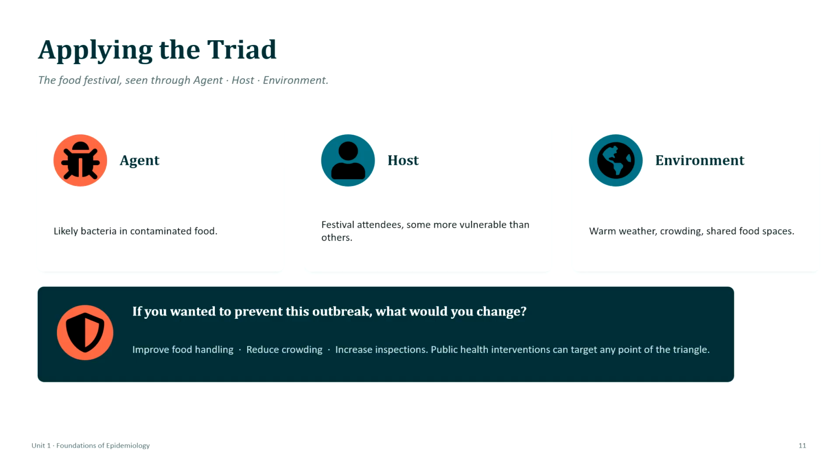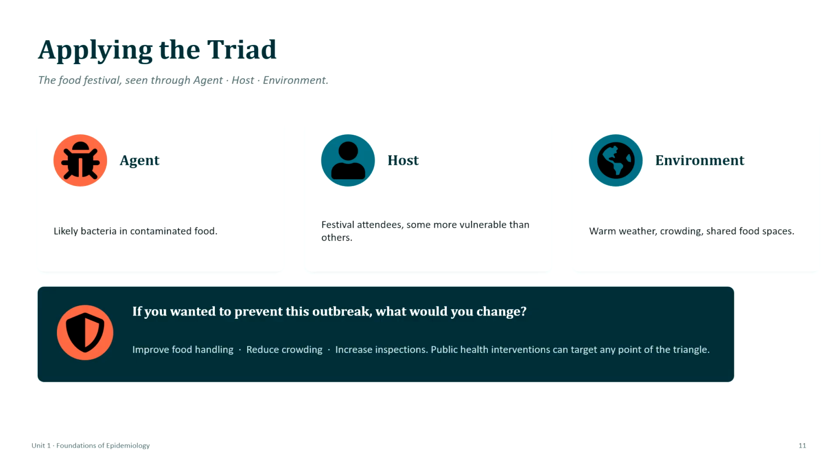Let's apply the triad to our food festival one more time. Agent: most likely a bacterium living in contaminated food, something like Salmonella or E. coli. Host: the festival attendees themselves, some of whom, due to age or underlying health, were more vulnerable than others. Environment: warm weather, a crowded festival ground, and shared food preparation and serving spaces, all of which make contamination and spread more likely. Now, here is the practical payoff.